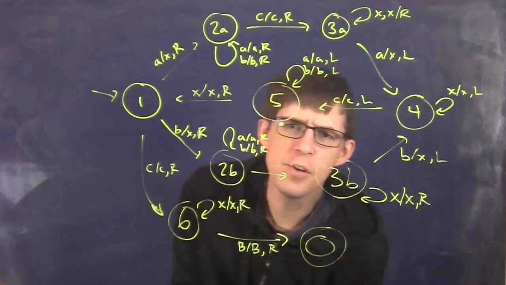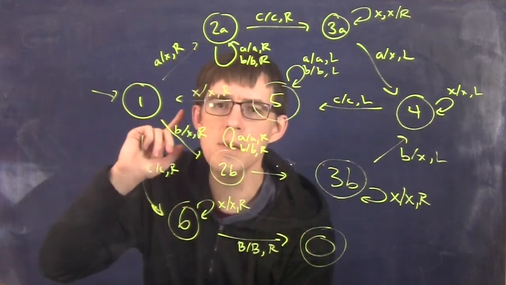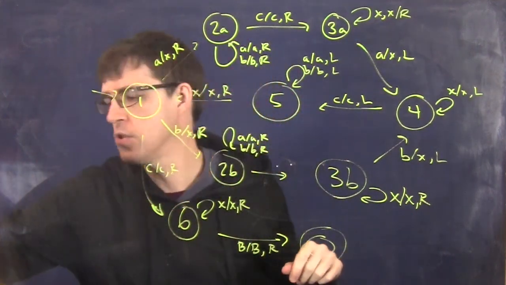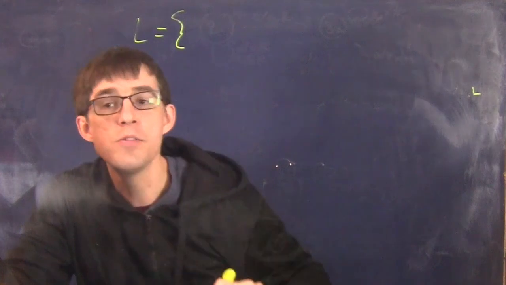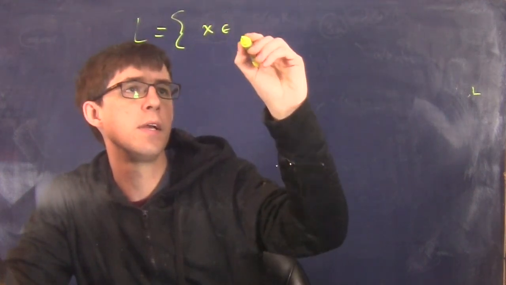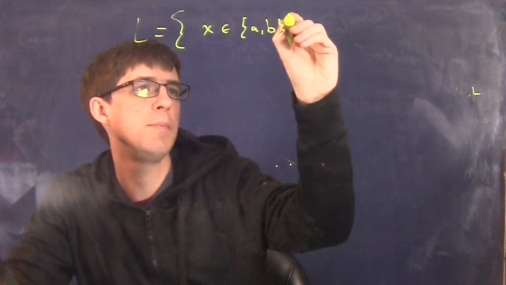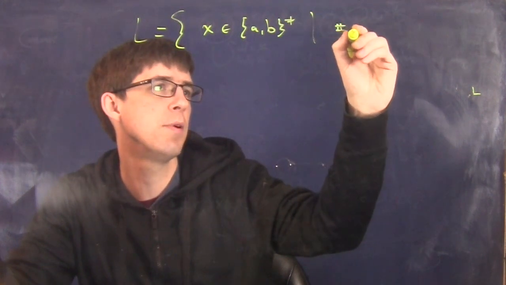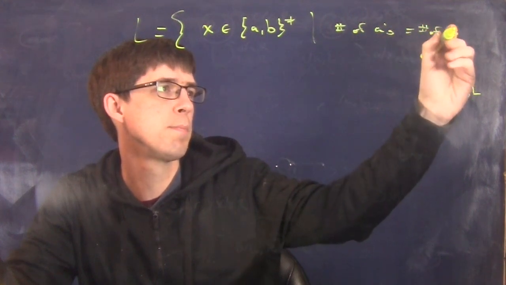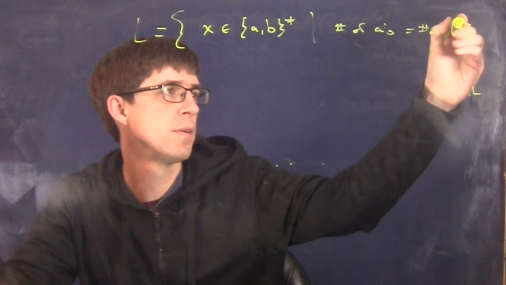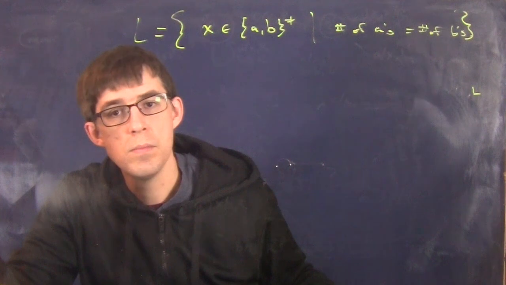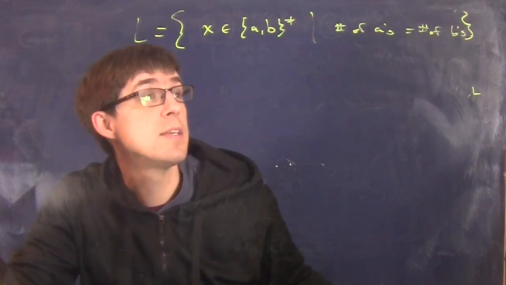All right, are you feeling good about this? I don't know, these are complicated. I got one for you all to try, and I will give you a basic strategy to try it along with. How about the language of all strings on A's and B's, (A, B) star, such that the number of A's is equal to the number of B's? That's it. Can you make a Turing machine that accepts this language?